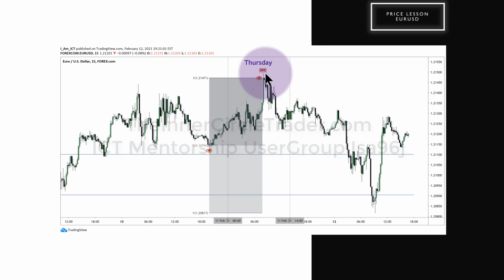So did I pick out the high randomly? Is it hindsight? No. I told you Thursday New York Open tends to create, 70% of the time, the opposite end of the weekly range. Well, here's Thursday, here's New York Open, there's the high forming, and we're trading down here.